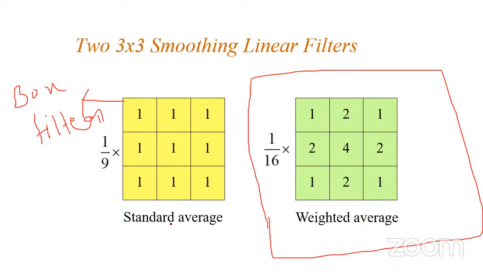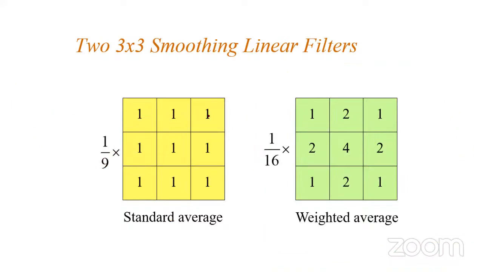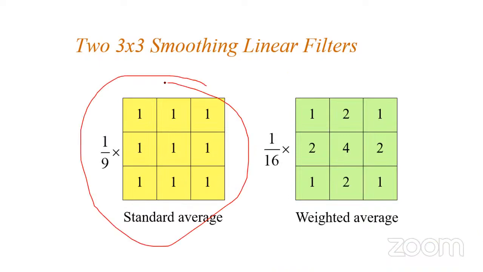So in standard average filter, 1/9, why are we taking 1/9? Because it is the sum of all the values. So 1/9 into all values are 1. This mask we have to apply to the input image and replace the central pixel value by the average value.